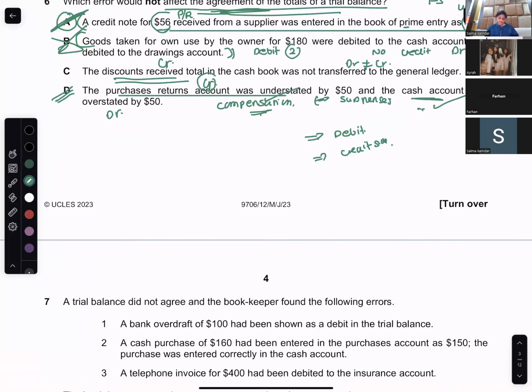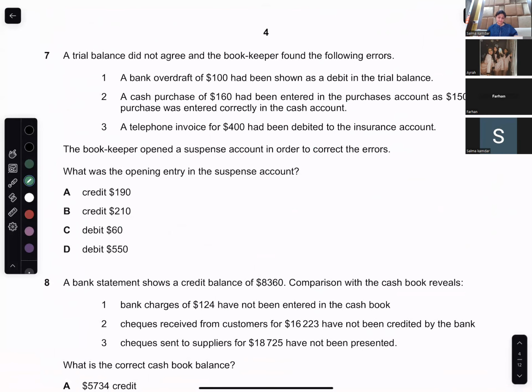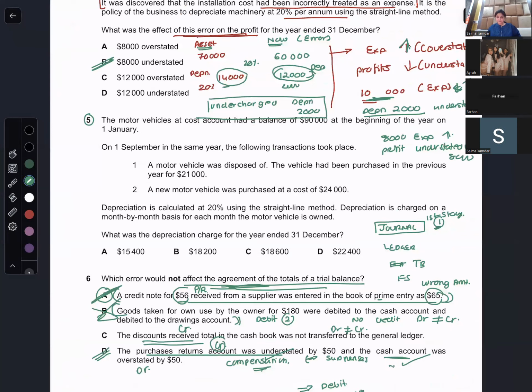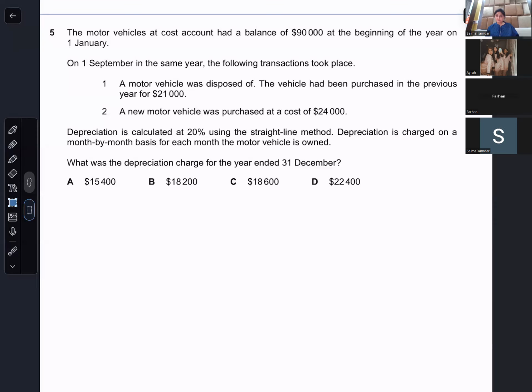Okay, let's go to the seventh one. A trial balance did not agree, and the bookkeeper found the following errors. Ira, you ready for this one? Yeah, miss. Farhan, you're not doing depreciation, so you can try the seventh one. Yes, Ira, tell me the fifth one. So the motor vehicles at cost. What do they want us to find out? Depreciation charge for the year end.